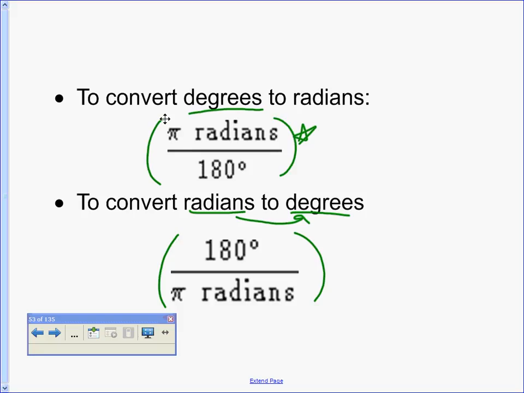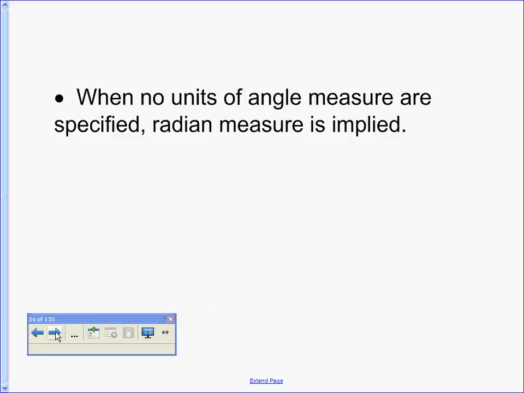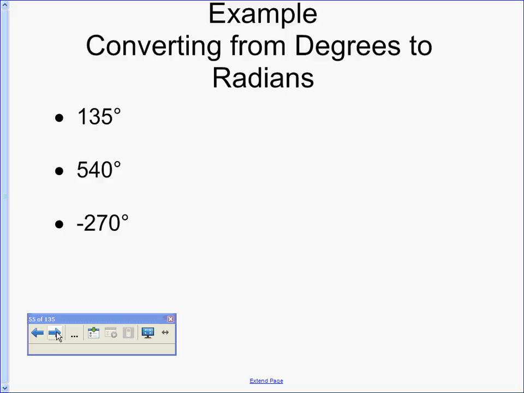So just the reciprocal there. And let's look at a couple of examples there. Oh, well, one other thing. Actually, when no units of angular measure are specified, when we're talking about the material in Chapter 6, radian measure is going to be implied in those cases. So now let's do a couple of conversions.